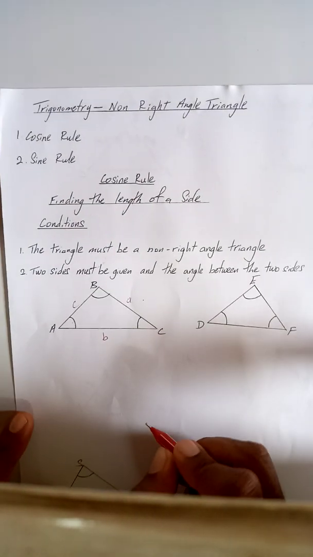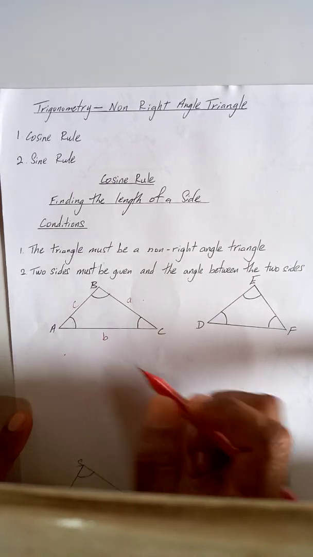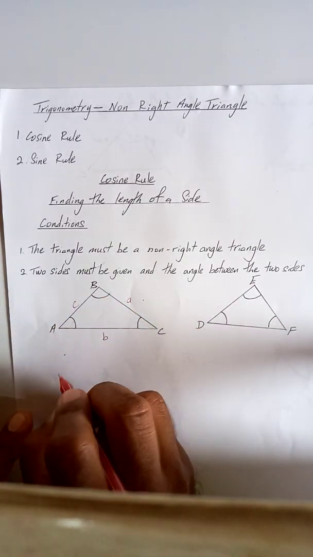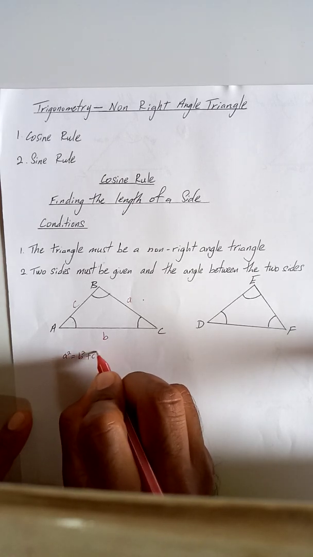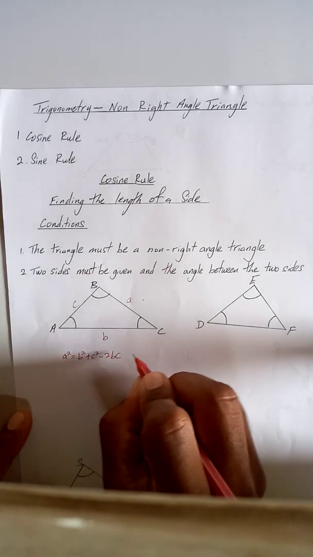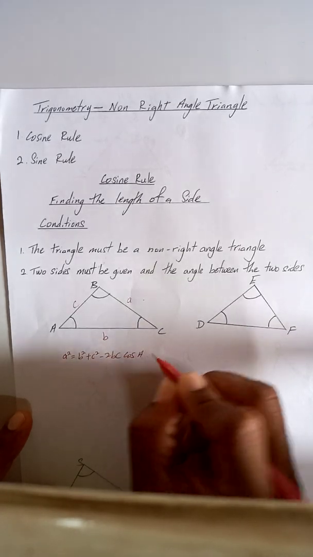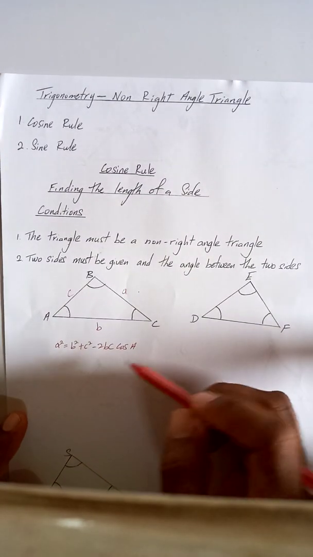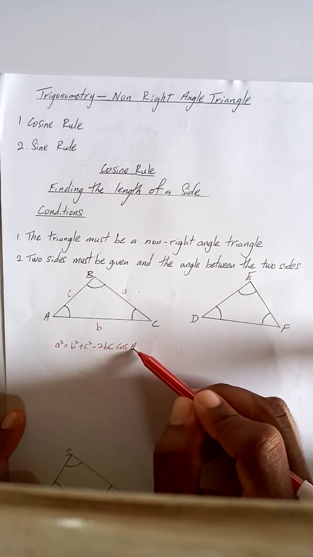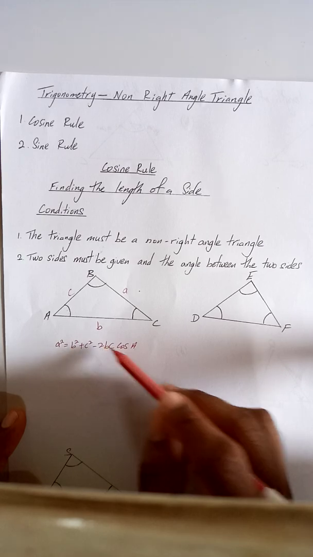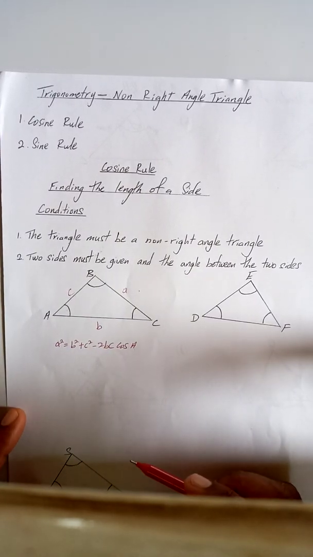Okay, here's the formula. I write the first one. So let's say we want to find the length of BC. So we'll use a squared equals b squared plus c squared minus 2bc cos A. Okay, the only letter that should be capital in the formula is the angle. We always write the angle in capital letter. The length of the sides we write in lowercase letters.